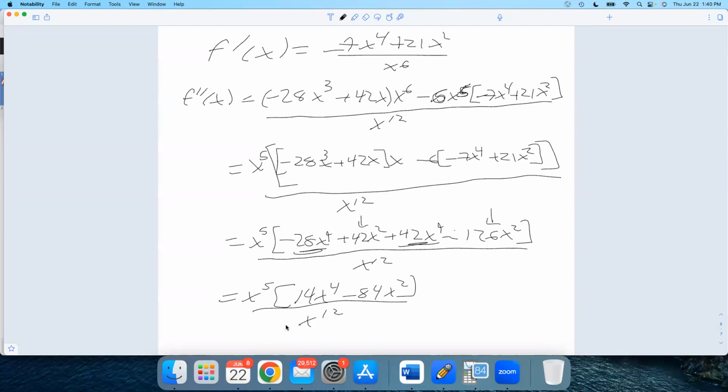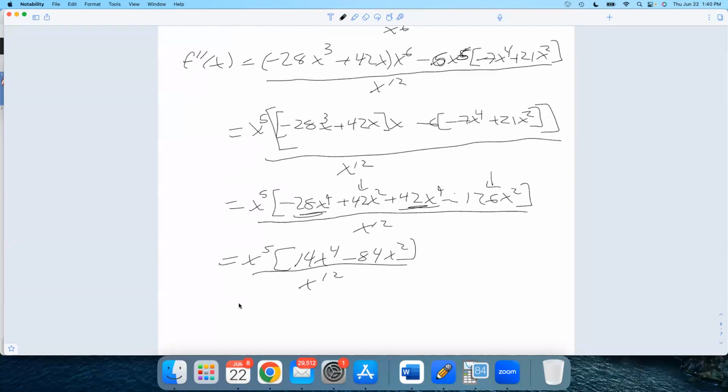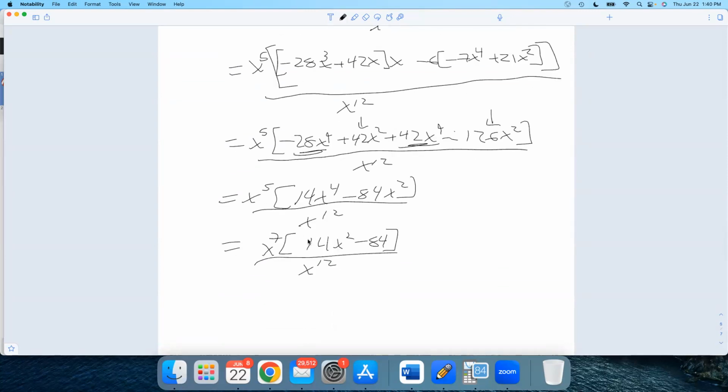Now I could pull another x squared out of there. That's going to make simplifying this a little easier. So pulling an x squared out, I'll get x to the 7th outside, 14x squared minus 84 all over x to the 12th. And again, you might be tempted to cancel, and in this case, it wouldn't hurt because I still have x's in the denominator. If I want to cancel these, I'll go ahead and write it just to show you it's not going to hurt anything in this case. That would be x to the 5th in the bottom.